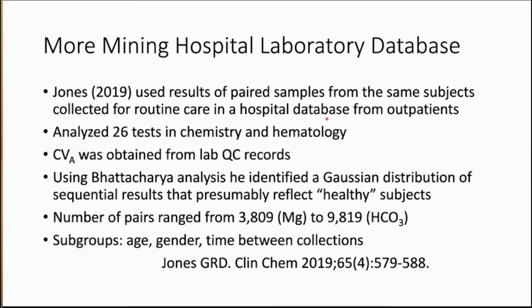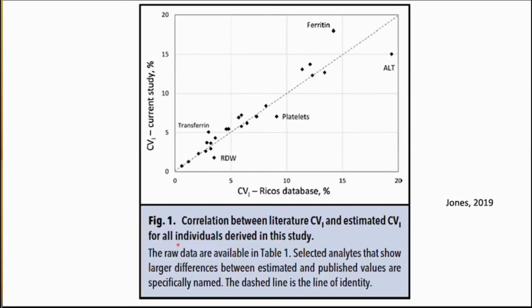Graham Jones, also in Australia, did a similar thing, looking at data in his hospital database, and he looked at 26 different analytes in clinical chemistry and hematology. They got the analytical CV from the lab quality control records. They were able to use this thing called a Bhattacharya analysis, which, when you have a large group of data, is a method of picking out what seems to be a Gaussian or normal distribution. He also looked at age and gender and time between collections and compared his findings to those published in the RICOS database.